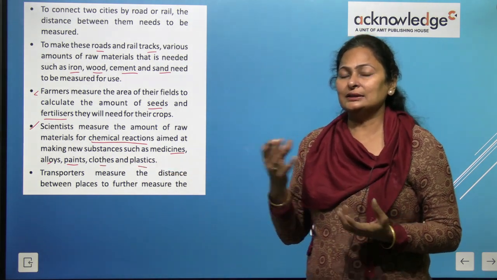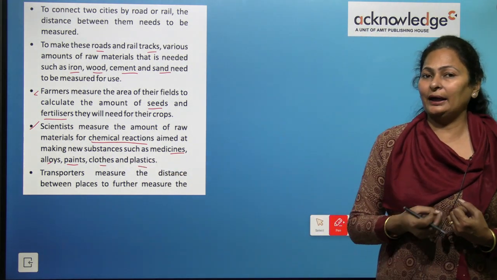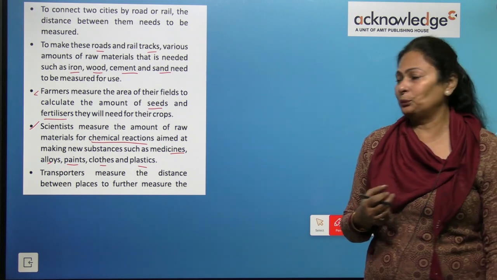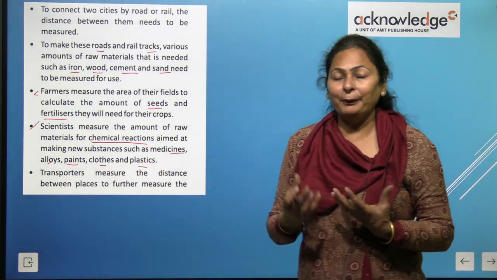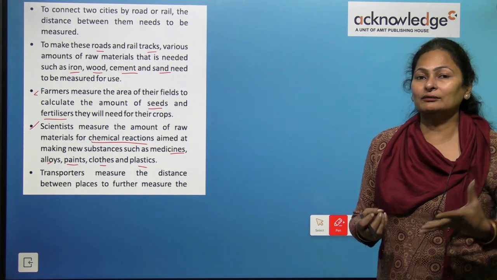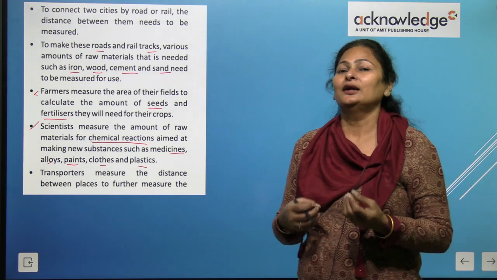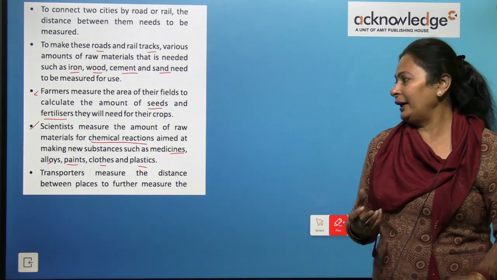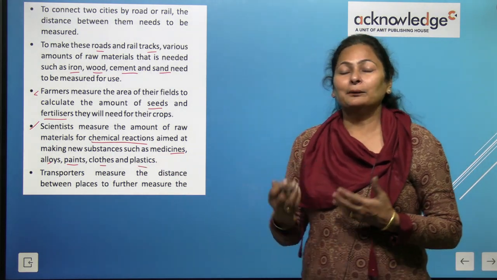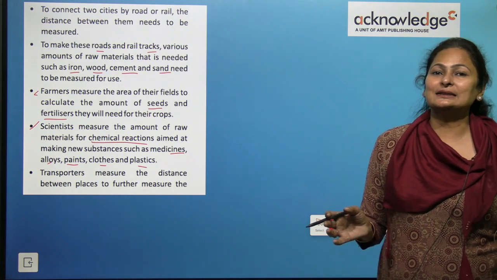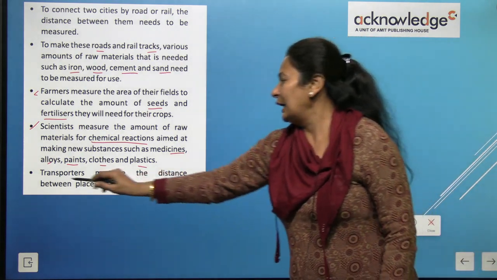In the factories, the alloys are being made. So again, the right proportion needs to be put in the paints, the color, how much color will be added in it, how much of this chemical, how much of that chemical needs to be added to form a paint, clothes and plastic. So measurement is needed everywhere.